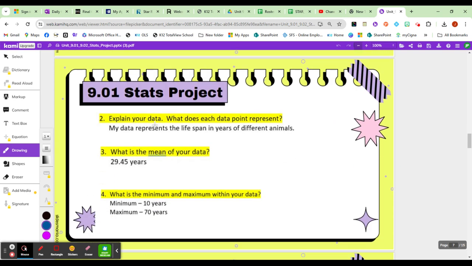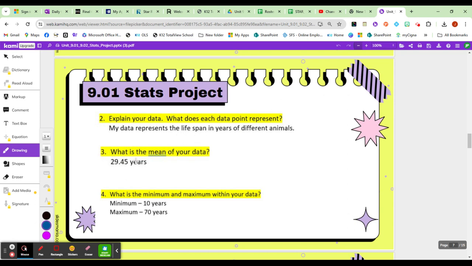Number 2 says explain your data. What does each data point represent? Well, for my data, it represents the lifespan in years of different animals. So you would state what your data stood for. If it was the number of donuts that you eat in a week, you would say my data represents the number of donuts I'll eat in a week.